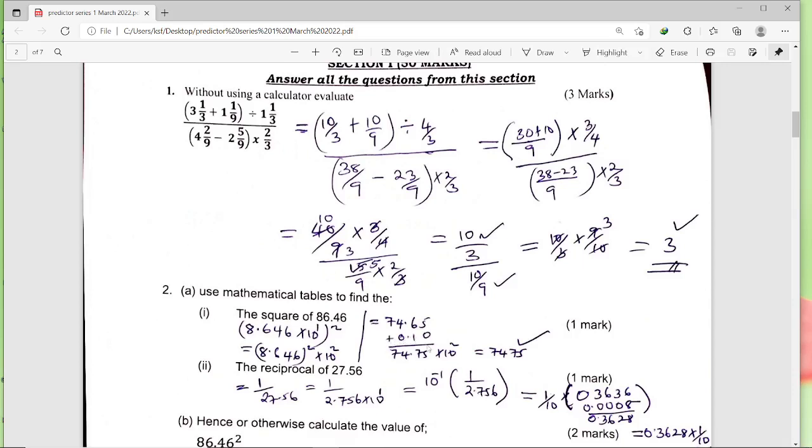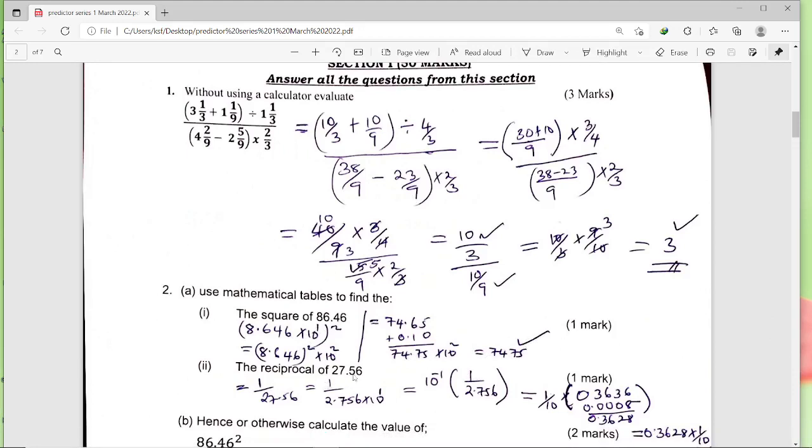You add that and you'll get 74.75, then times 10 raised to power 2, which means you move the decimal to the right 2 steps. If you move 1, 2, it will be 7475. So that is how you find the square of 86.46.